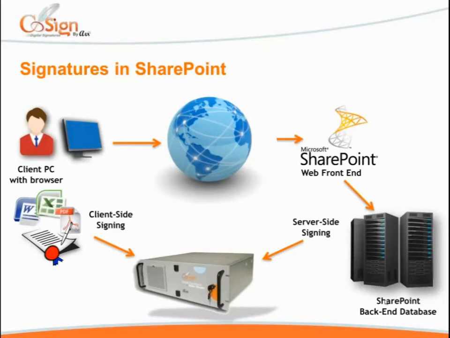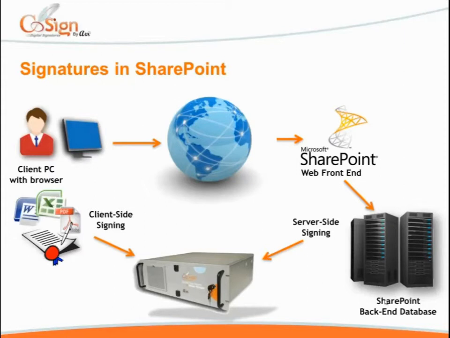The way it works is basically when a user clicks on a document, the SharePoint server interacts with CoSign on behalf of the user and uses the user's signing key in order to sign. Once the signing process is completed, the signature is embedded into the document, and the document is checked back into the document library, and therefore you have a signed document in the document library on SharePoint.